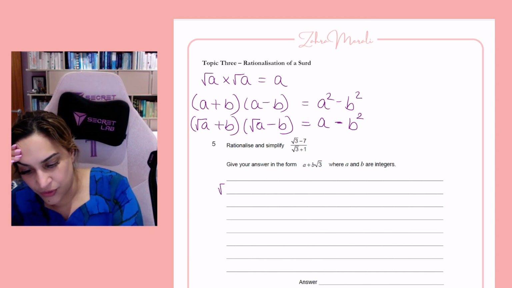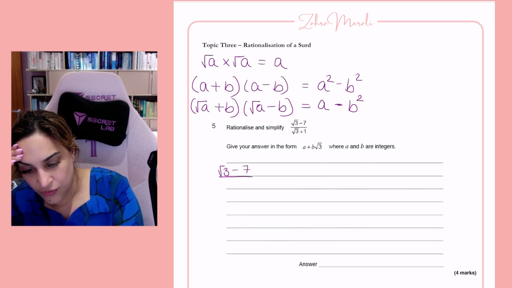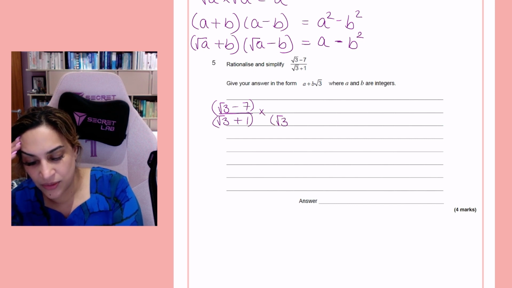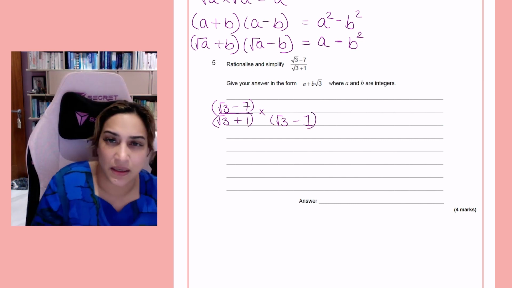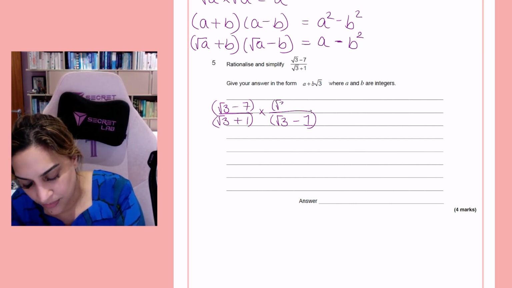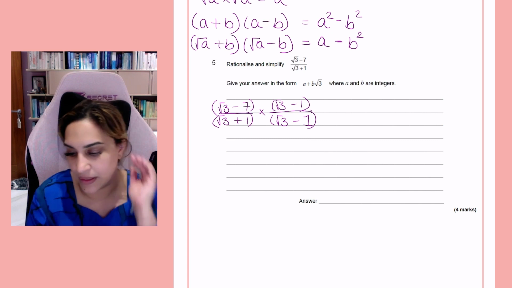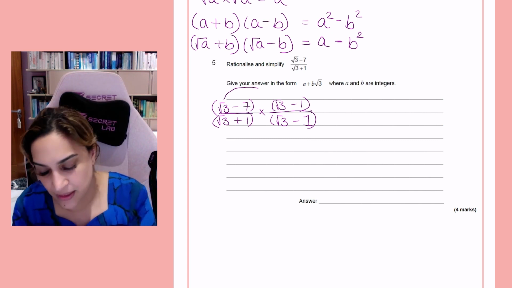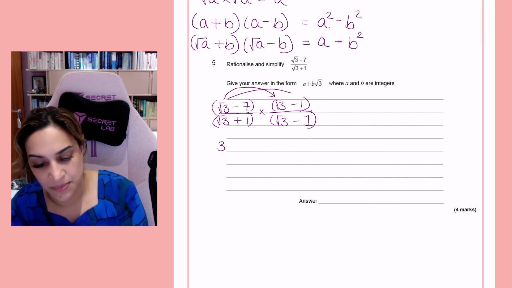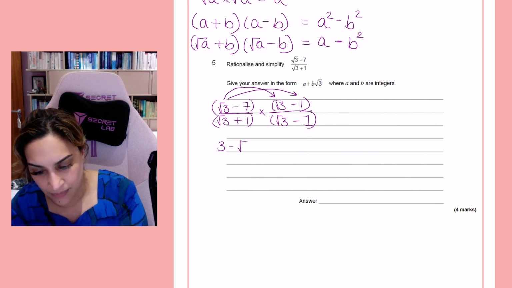Right, so we've got root 3 minus 7 over root 3 plus 1. We're going to multiply top and bottom by the same thing on the bottom, but instead of a plus sign, we're going to have a minus sign there. Root 3 minus 1. All right, so let's open that out. We've got root 3 times root 3, which is just 3. Root 3 times minus 1, so minus root 3.